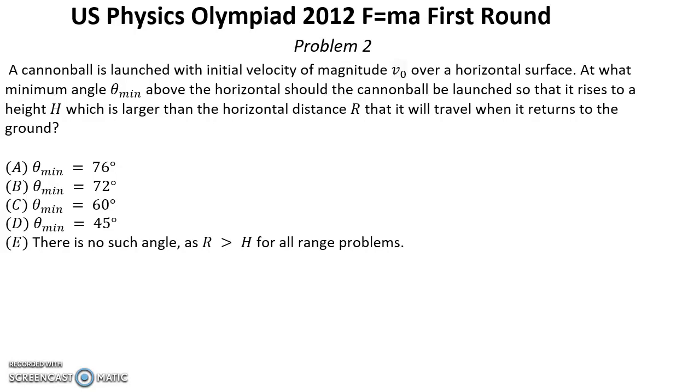Here we can use a well-known formula connecting height and range. Height equals 1/4 of tangent theta multiplied by range. And because h over r equals 1/4 tangent theta, it means that h over r must be greater than 1. It means that tangent theta must be greater than 4, which is for theta equal to 76 degrees, which is answer A.